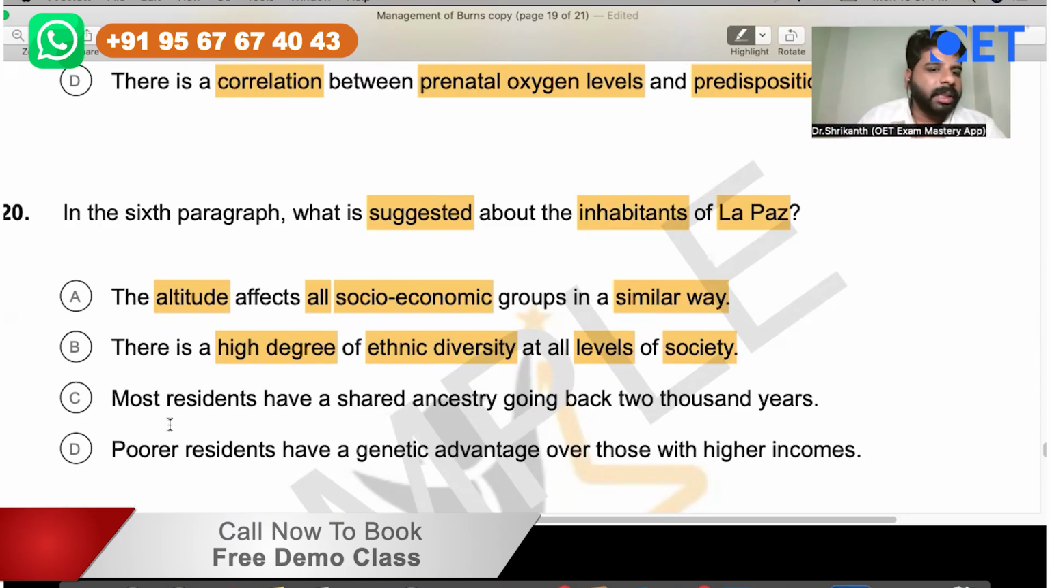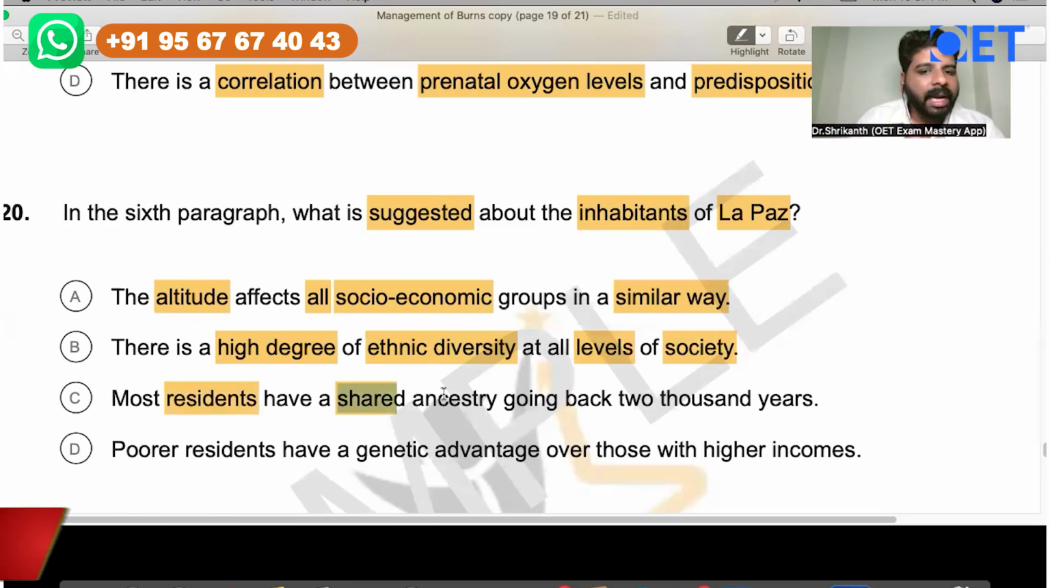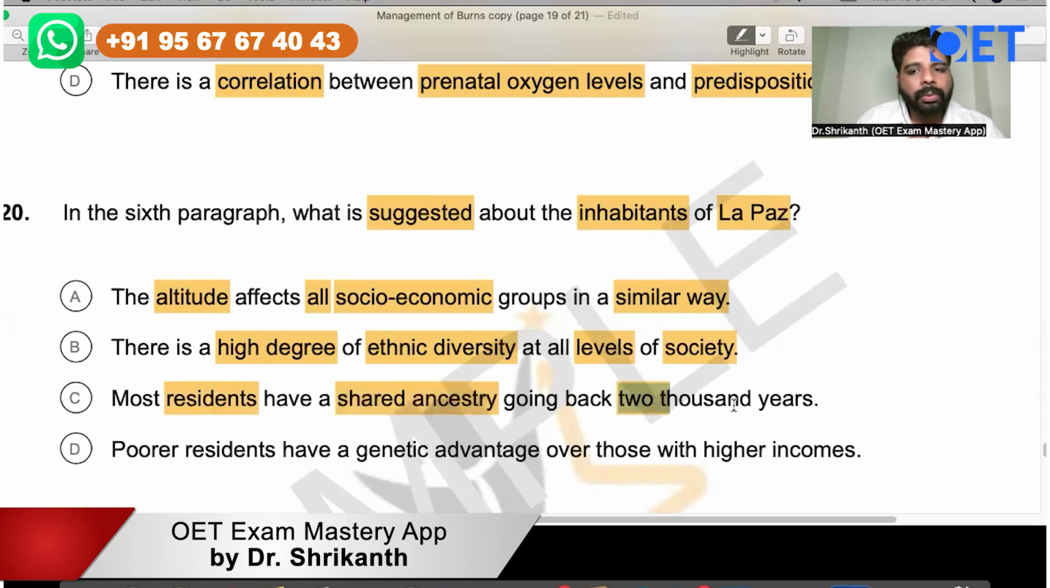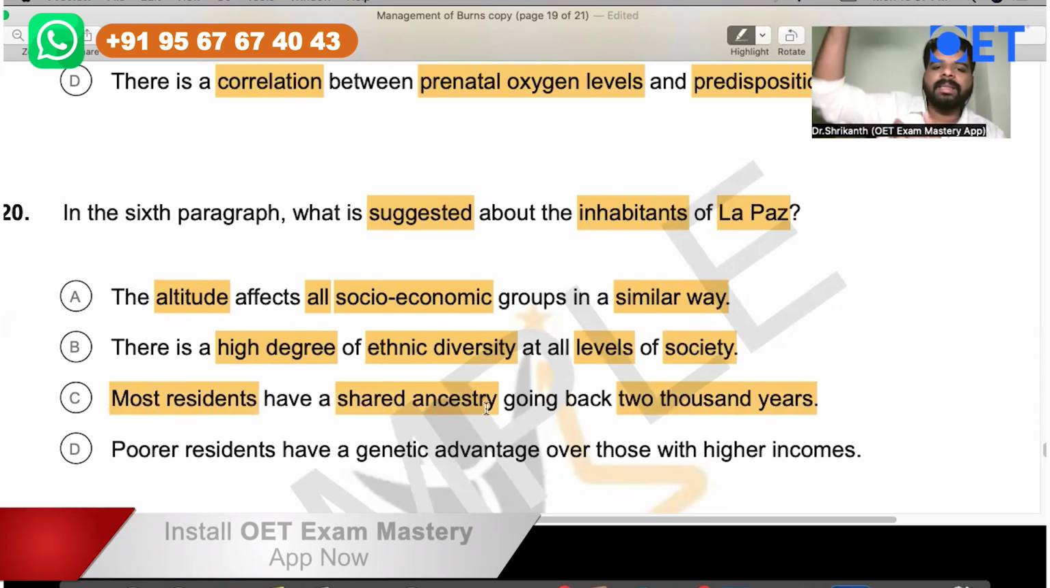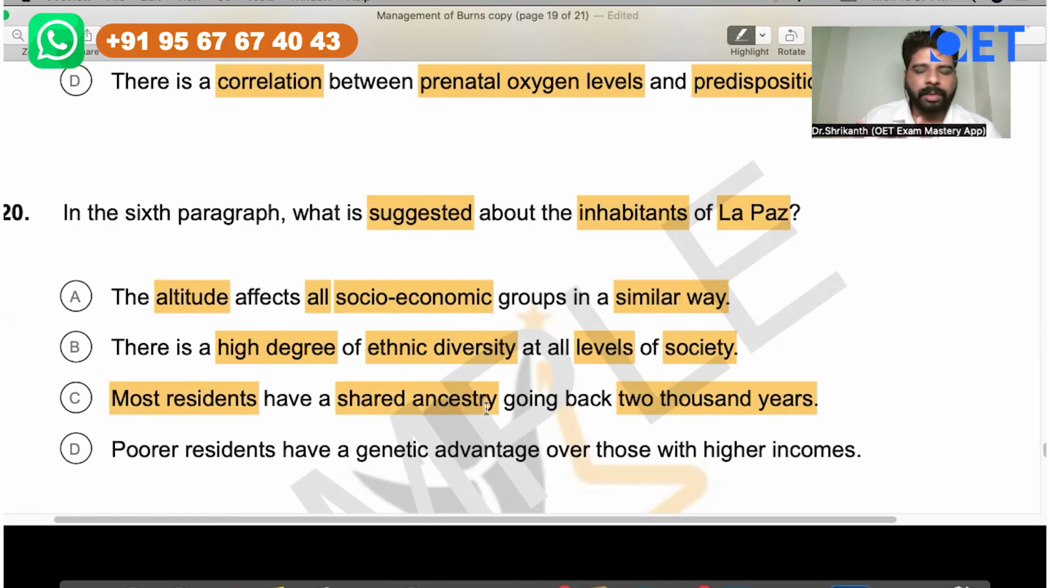Now, answer option C. Most residents have shared ancestry going back 2000 years. Most residents, that is most people living in La Paz, have a shared ancestry. Shared ancestry basically means what? Their ancestors are the same. Sharing means, for example, I'm sharing my food with you. That means you are eating the same food as me. That is what sharing means.